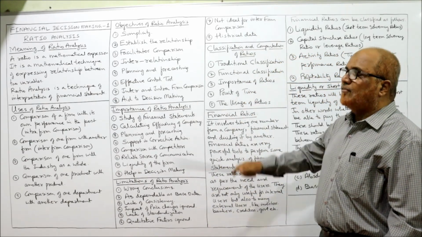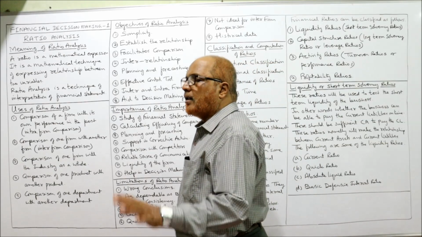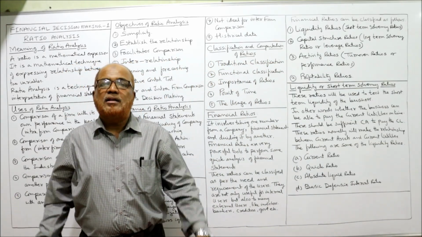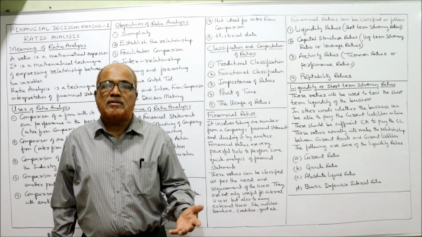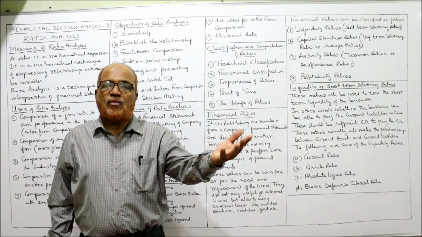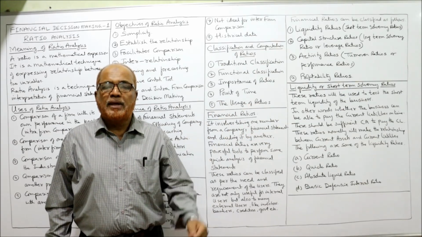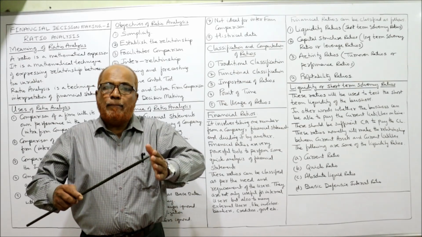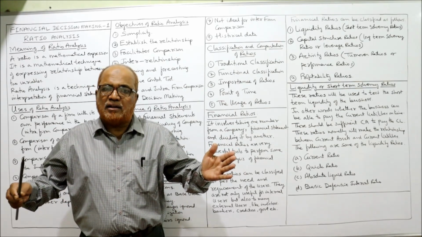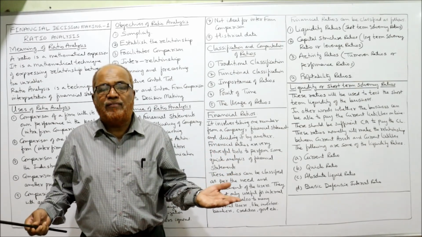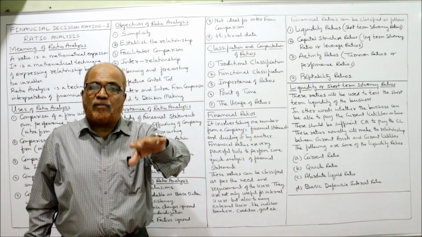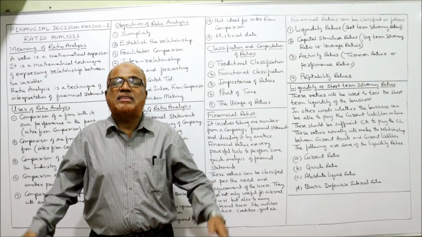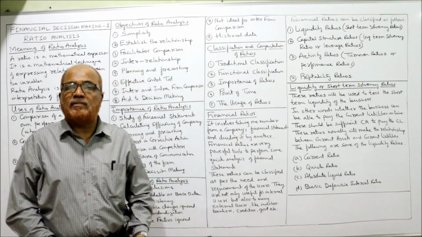Next one is not ideal for inter-firm comparison. Ratio analysis is not suitable for inter-firm comparison because the methods of accounting may be different. For example, one company is following the straight line method of depreciation, another company is following the reducing balance method. When the method of depreciation is different, then financial statements will be different. We cannot compare the performance of one company with another because both companies are following different methods of accounting. That is also one of the limitations.